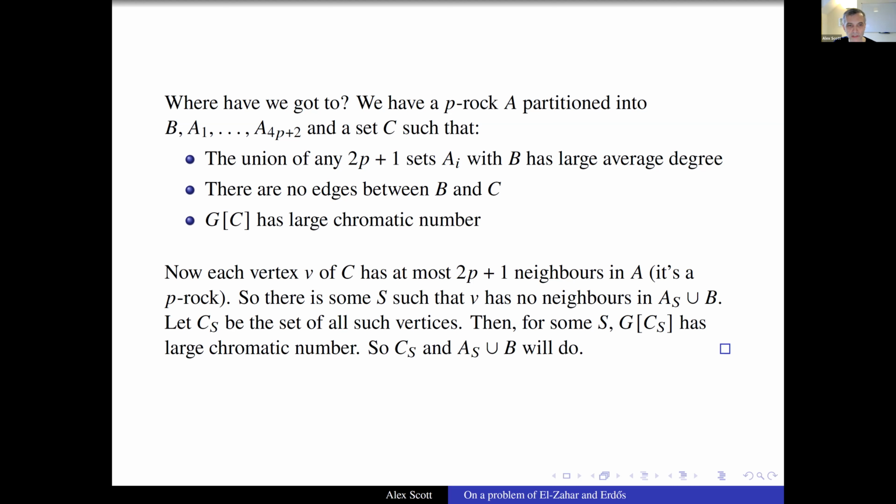Okay, so let's write CS for the vertices that have that property for S. And the sets CS partition C. C has very large chromatic number. So one of the sets, CS, must induce a subgraph with large chromatic number. Okay, so CS has no neighbors in AS union B. So CS is a graph with large chromatic number, and AS union B is our graph. That has large average degree, and of course you can drop to a subgraph with large minimal degree. Good. So that's the proof of the first result.